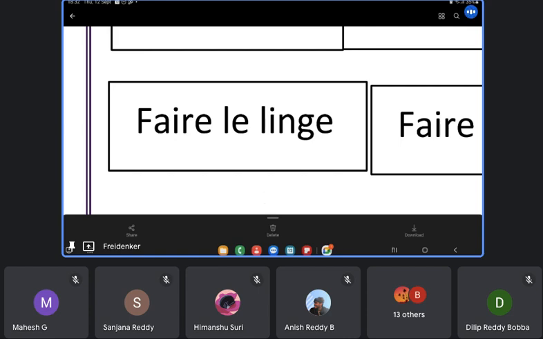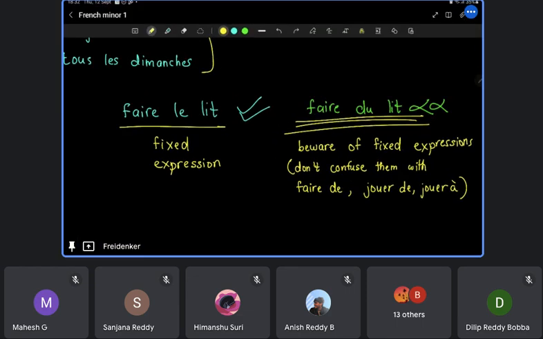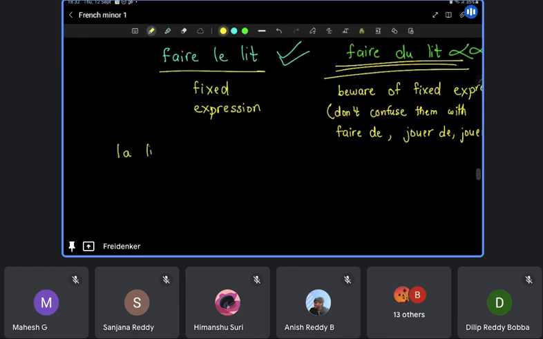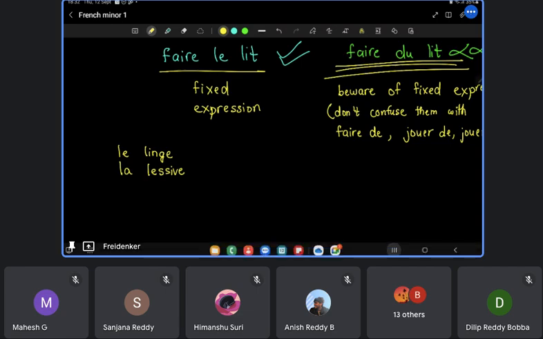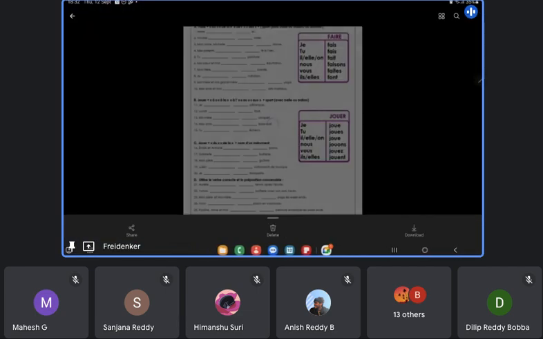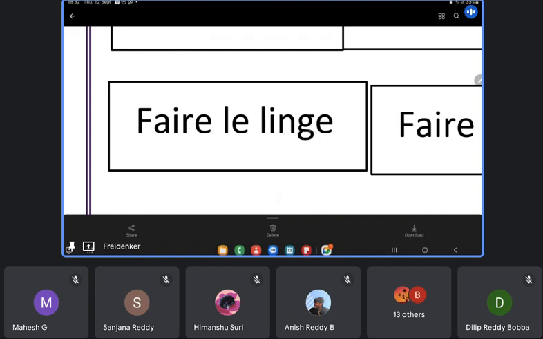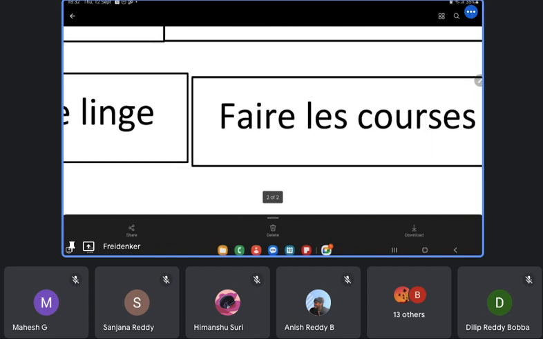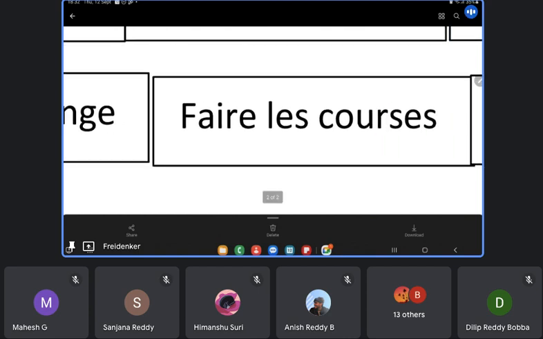Faire le linge, it means to do the laundry. There is another word that means this one. You can either use le linge or la lessive. Both of them mean the same thing. One is masculine, the other is feminine. I mean, both of them end with an E, but unfortunately, linge is masculine. It means to do the laundry. Faire les courses. This means to do grocery shopping.